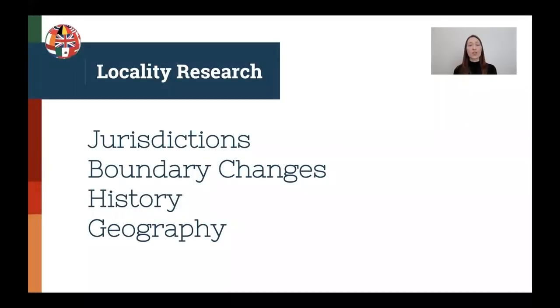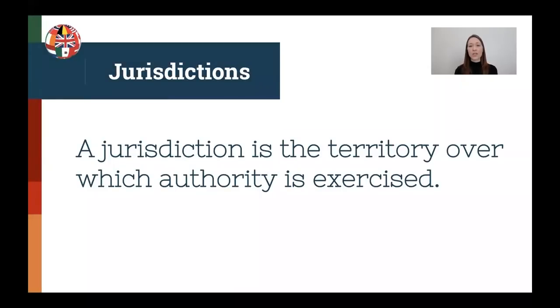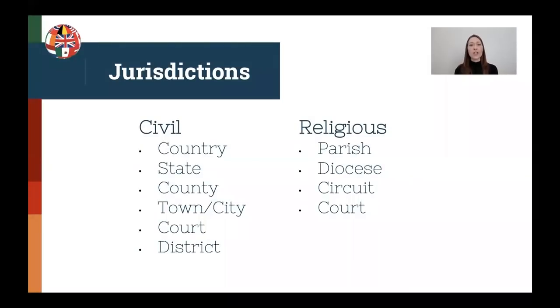All right, then we're going to start gathering information on this location. We want to consider jurisdictions, boundary changes, history, and geography about the time period that we're looking. So we want to consider all the things that could have occurred during the time our ancestor was there. Starting with jurisdictions, a jurisdiction is the territory over which authority is exercised. So in genealogy, we usually see two types, I guess, of jurisdictions. You've got civil jurisdictions and religious jurisdictions.